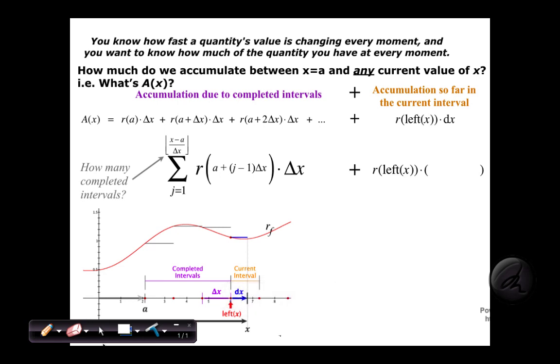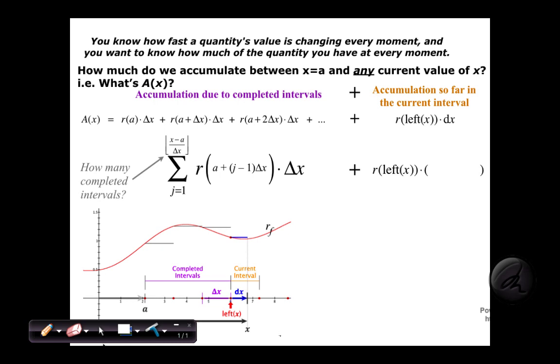That floor expression, this number on top, tells me two things. It tells me how many things I'm going to substitute into this sum, how many terms there are to the sum. It also tells me how many complete intervals there are, because if it was 1 through 7, that would mean there's 7 complete intervals, 7 terms that I'm going to have. They're all the same: 1 through x minus a over delta x floored. That top number is how many intervals there are, and also how many terms to the sum there are.